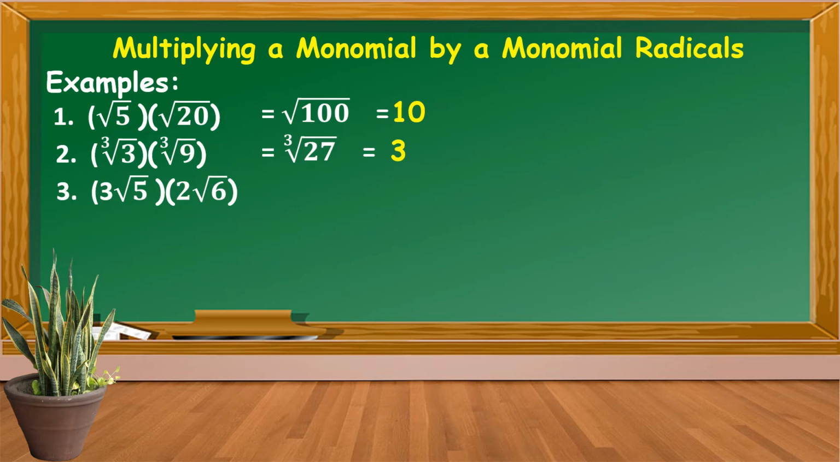Next, 3 square root of 5 times 2 square root of 6. 3 and 2 are our numerical coefficients of the radical. So, we will multiply 3 times 2. That gives us 6. And multiply the radicand, which is 5 and 6. And we have 6 square root of 30. So, 6 square root of 30. 30 from 5 times 6. 3 and 2, that is equal to 6. So, this is our final answer.